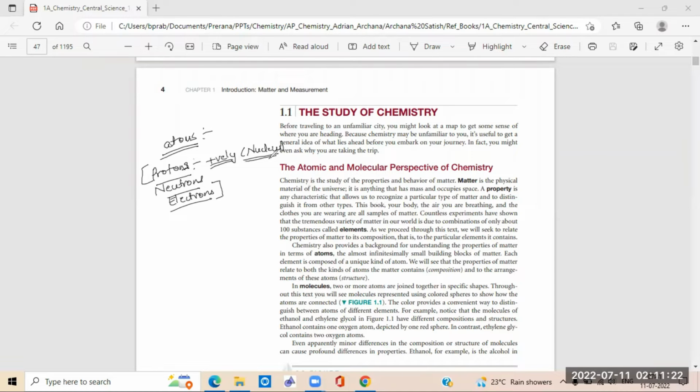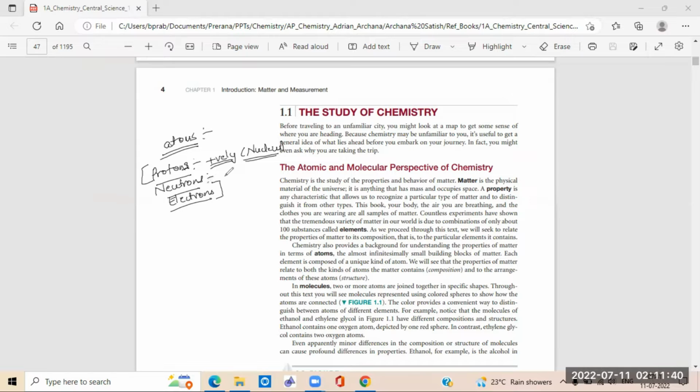And what is the nucleus of an atom? It's the center of the atom, where the whole of the mass is said to be concentrated. The entire mass of a particular atom is concentrated in the nucleus, and that is the most important part of an atom.